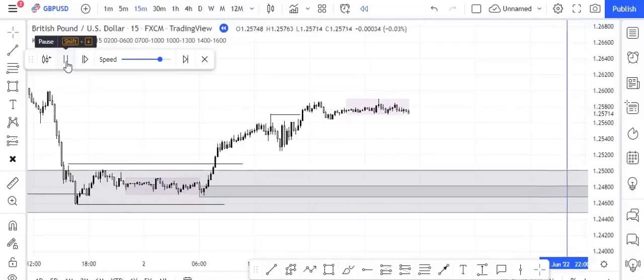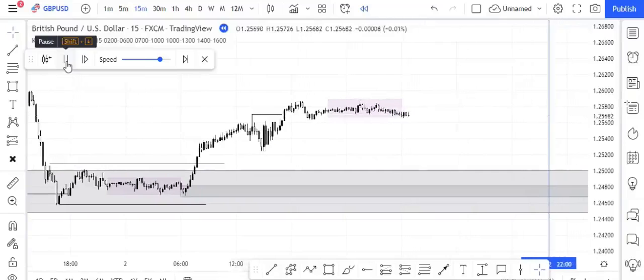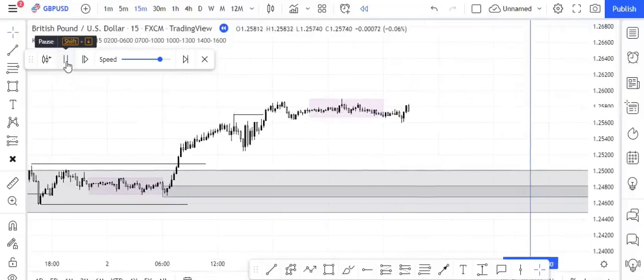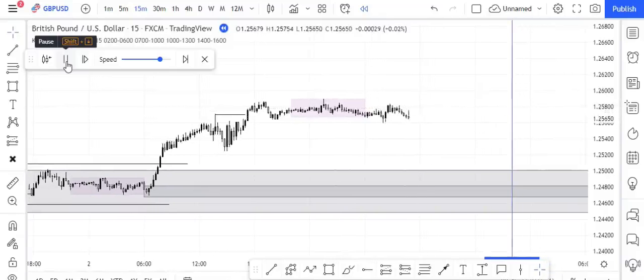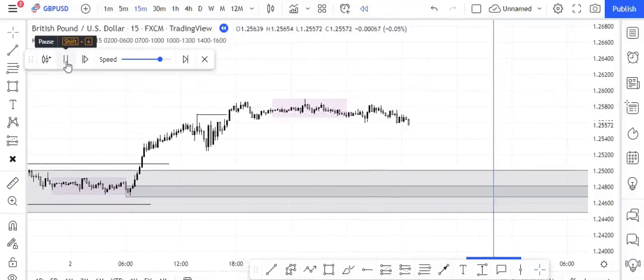This is how long you can be waiting for a particular setup to play out. All right, patience is key in this business. If you are the impatient type, then you will always be on the wrong side of the market.